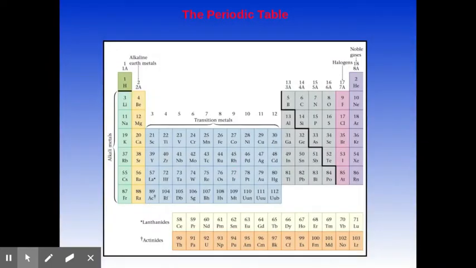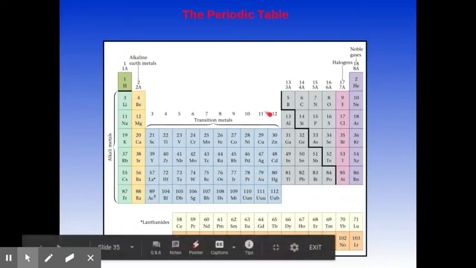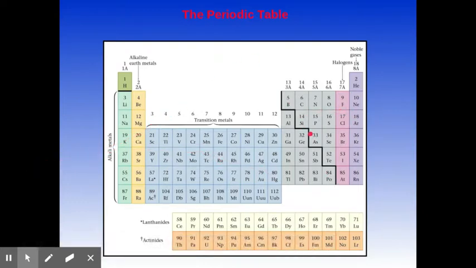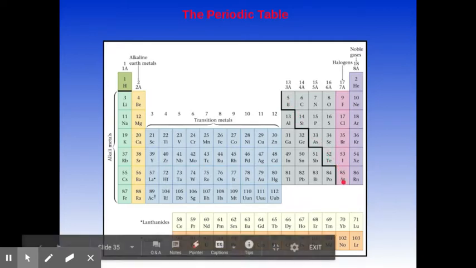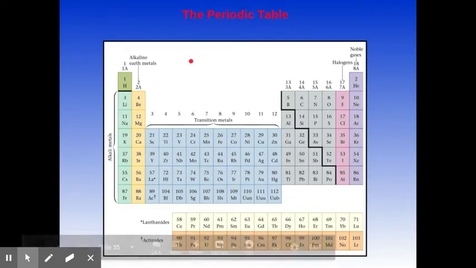All right, so more on the periodic table later, but basically this little dividing line here is sort of your divider between metals and non-metals. And the ones that are right on the line tend to be your semi-metals. So we'll talk more about that in an upcoming unit.